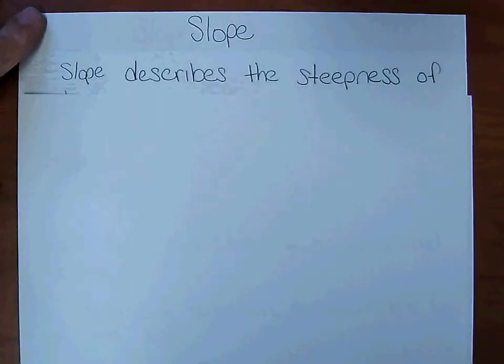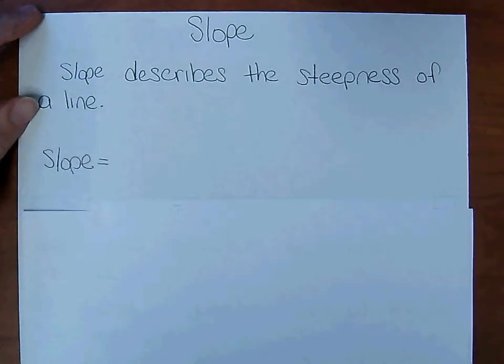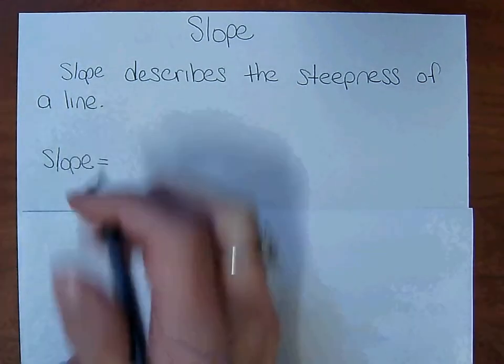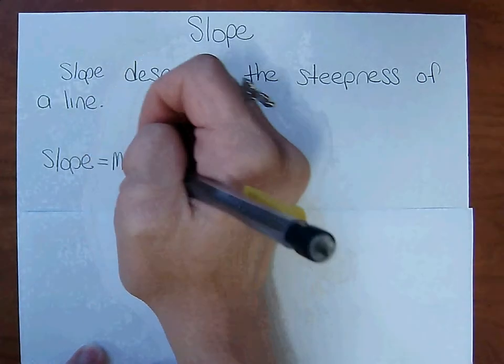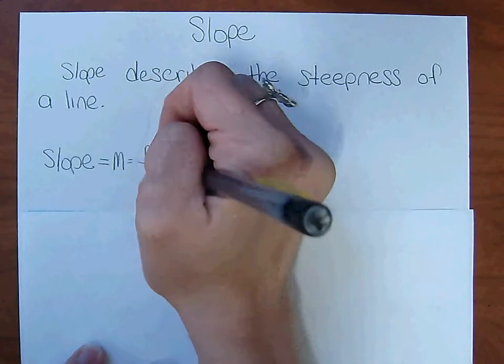Slope. Slope describes the steepness of a line. There are lots of different names for slope. Slope is given the letter M. It is the rise over the run.